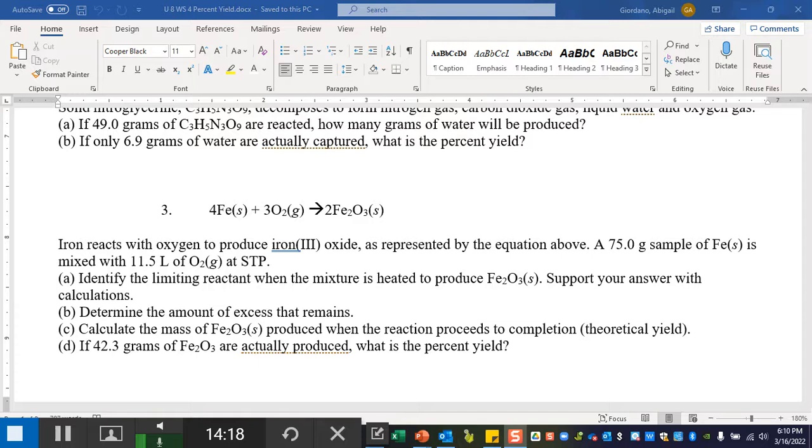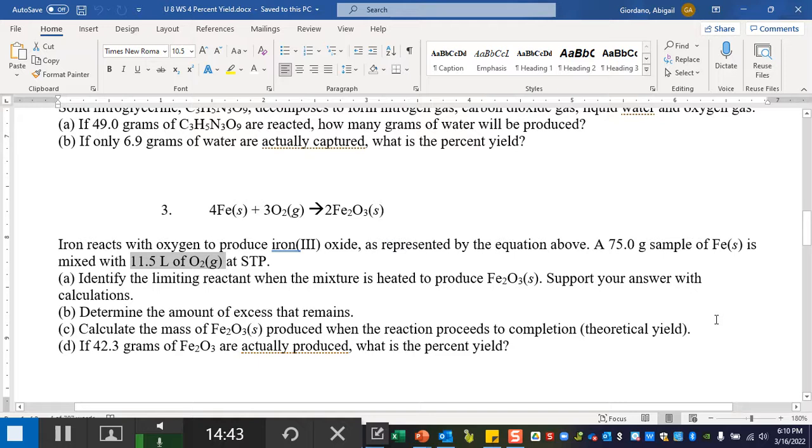Remember, guys, the thought process when you're determining a limiting reactant is: I'm going to take each one of these given pieces of information and convert it to an amount of product, and I'm going to do the same thing with the other given piece of information.